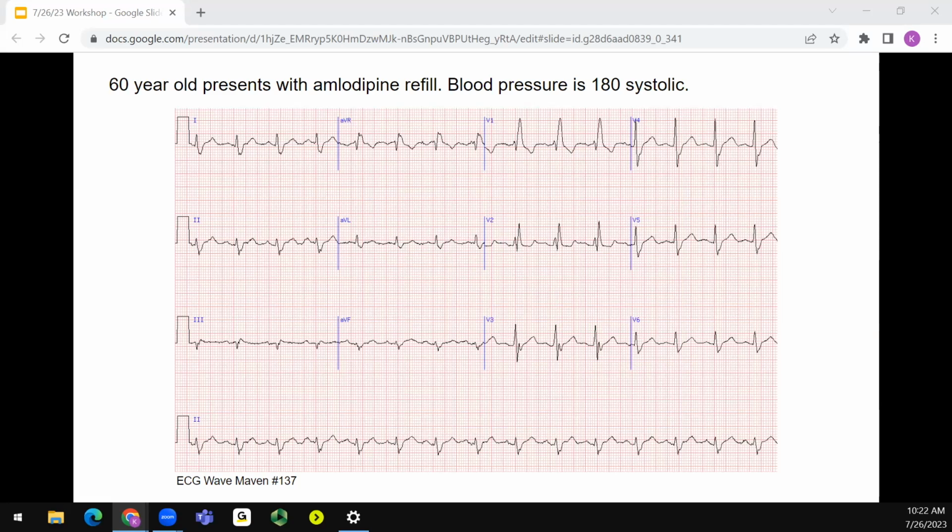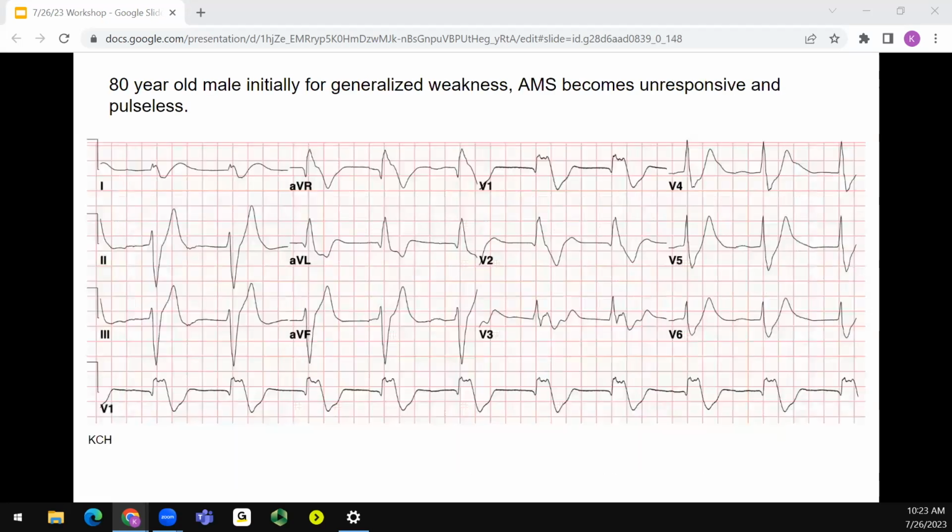You have the rabbit ears in the anterior leads. You also have these S waves that are kind of fat in V5 and V6. But this is just a regular right bundle. The patient should go home after their med refill. Yeah, because their blood pressure is 180. Right.